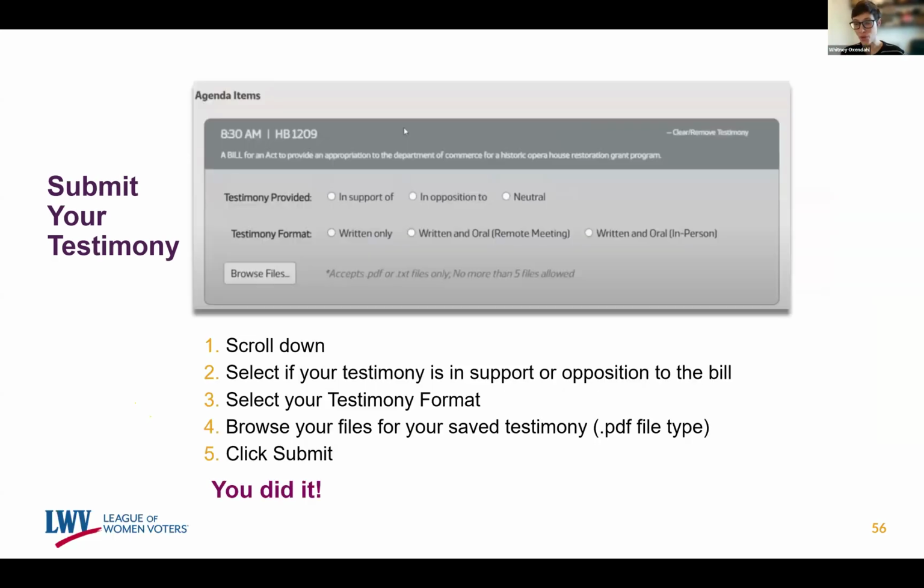All right, then you scroll down one more past that information, and you can submit your testimony here. So you're going to select if your testimony is in support or opposition to the bill, and then the format. Will it be written only, written and oral for remote, written and oral in person? Click on one of those, and then you're going to browse your files. You see the button right there, and you can do a PDF or TXT. Usually it's a PDF. So you're going to save your Word document as a PDF file, and then you'll browse your files and find it on your computer. And then you'll hit submit, which is a button right below, and you did it.